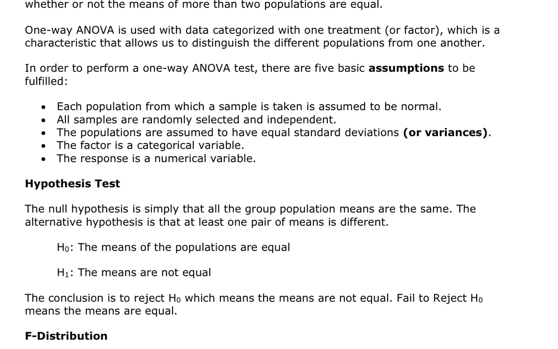Our hypothesis test, like at the end of Chapter 12, is going to be similar. The means of the populations are equal, or they're not. In Chapter 12, we said rho is equal to 0 or rho is not. So that's where we are here. The conclusion is to reject our null hypothesis, which means the means are not equal. Fail to reject, of course, means that the means are equal.